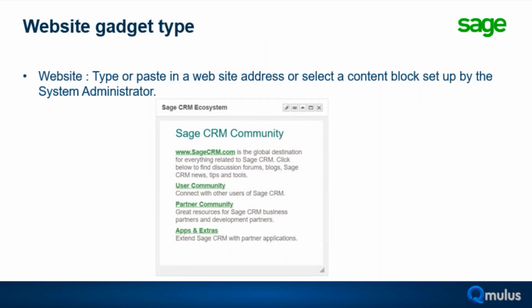Website gadget types. On this gadget, I have used the website gadget referencing the Sage CRM community. This is a great site for anything Sage CRM. However, on the demo, we will use another site, so I'm going to show you the setup. There are two methods of creating the website gadget. One is using a content block, and the other is by supplying the site URL.